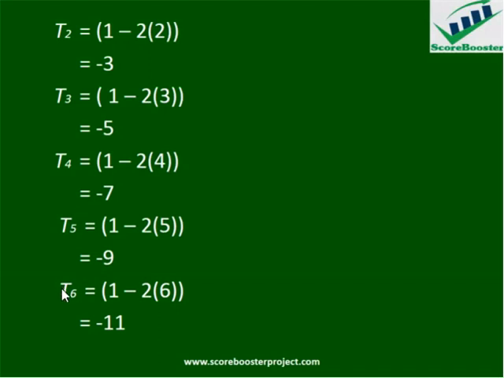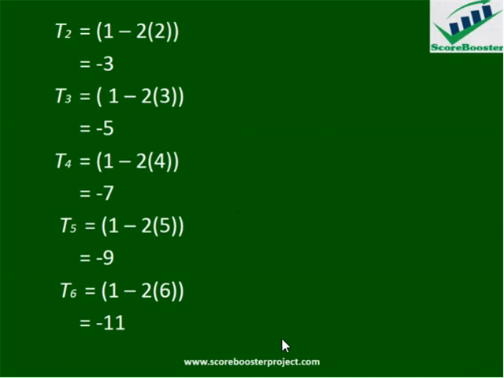And the sixth term, which is the last term, is 1 minus 2 multiplied by 6. 2 multiplied by 6 is 12, 1 minus 12 gives negative 11. So the terms of that particular sequence up to the sixth term are minus 1, minus 3, minus 5, minus 7, minus 9, and minus 11.